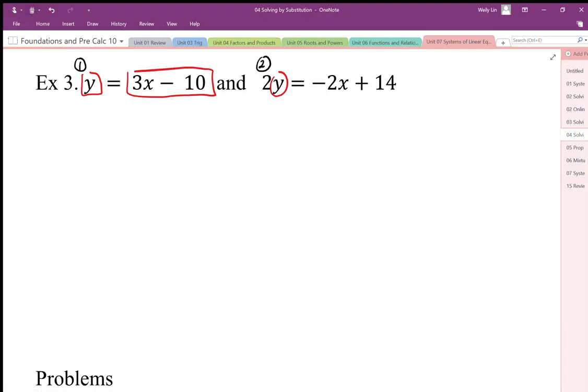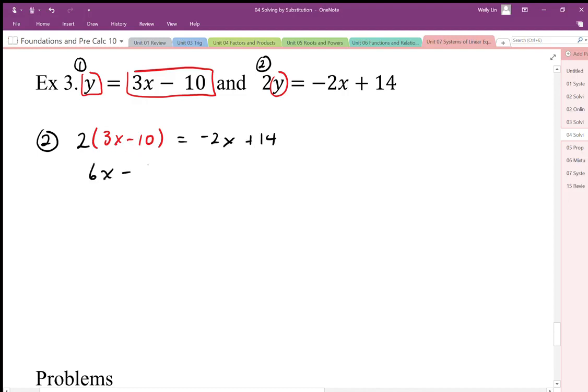And I'm going to take equation number 2, and I'm going to replace the y in equation number 2 with a 3x minus 10. So I end up with 2 times (3x minus 10), and that's going to equal negative 2x plus 14. And so again, I've eliminated one of my variables, so I can solve this equation for x.